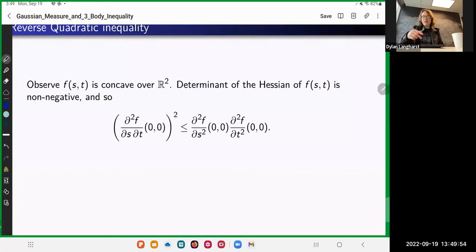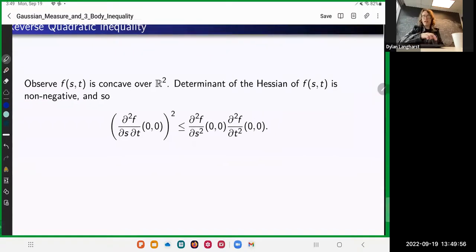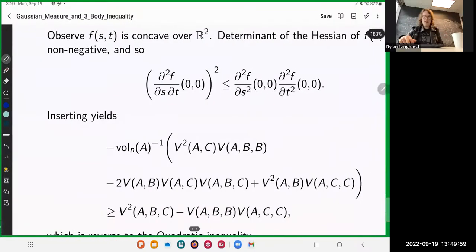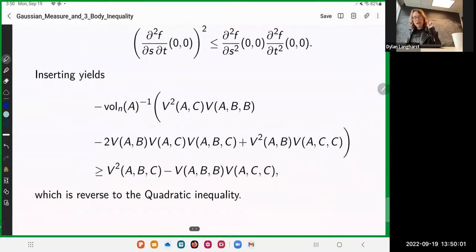And so if I insert what these derivatives are, I get this. This is a reverse to the quadratic inequality. So it's an upper bound. Remember, the quadratic inequality said this was greater than 0. So I get an upper bound.